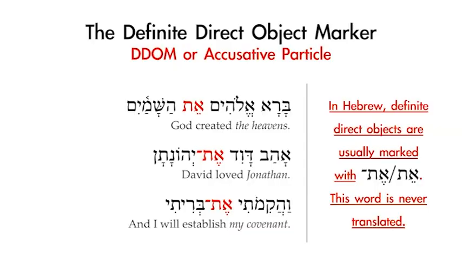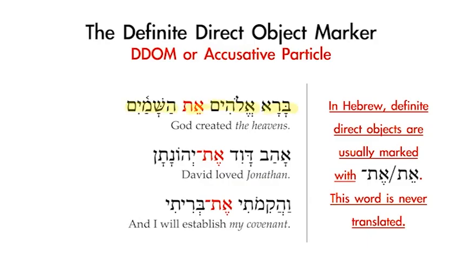Now, a verbal object is that which receives the action of the verb, and we'll talk more about that in chapters 12 and following. When the object of a verb is definite, and it's the direct object of that verb, it can be marked by this particle, the accusative particle or the definite direct object marker. So let's look at our examples here, just to show you what's going on.